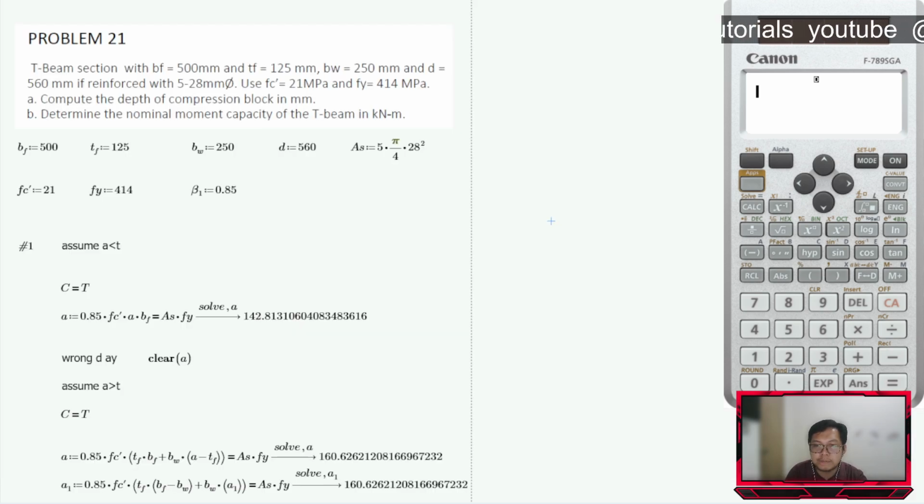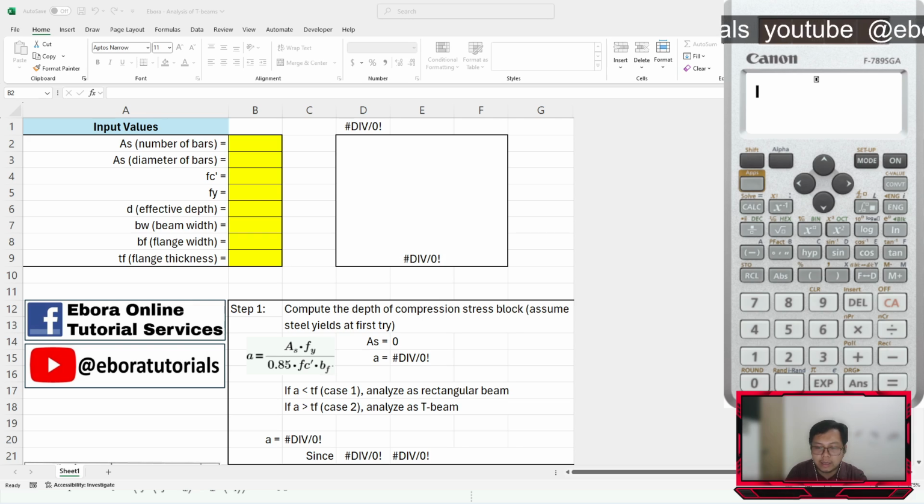Based on the problem, I'll input the values directly. The area of bars: 528, so 528 mm diameter bars. F'c is 21. Fy is 414. The compression depth is 560. And the beam width, 500? No, 250, sorry. 250, and the flange width is 500.